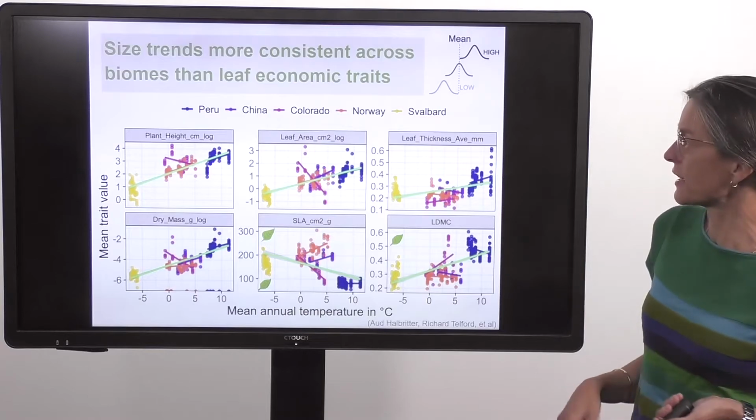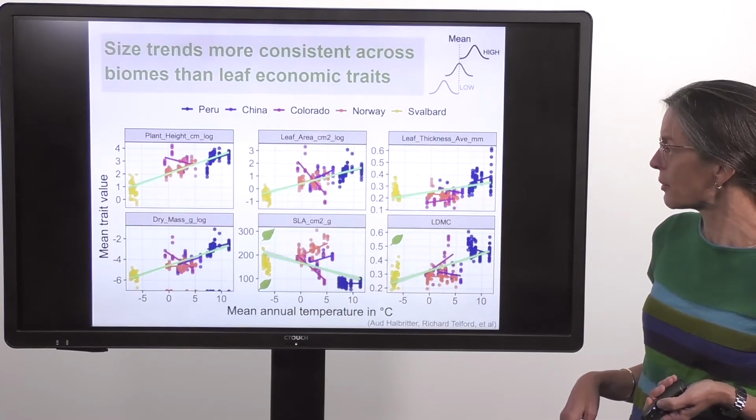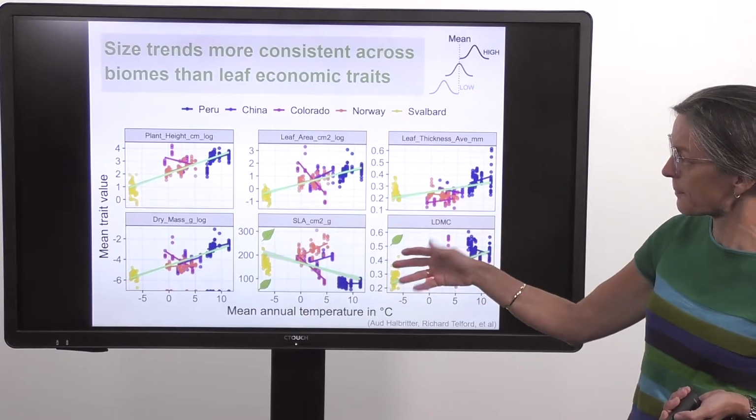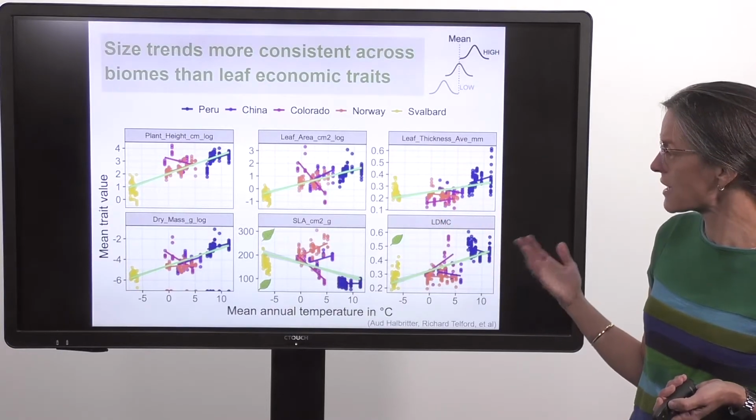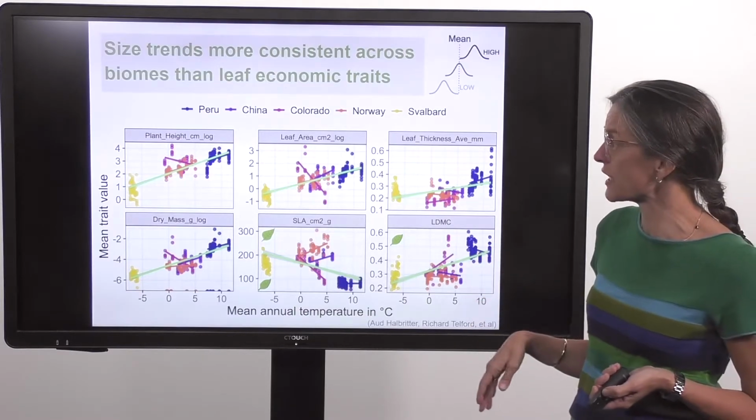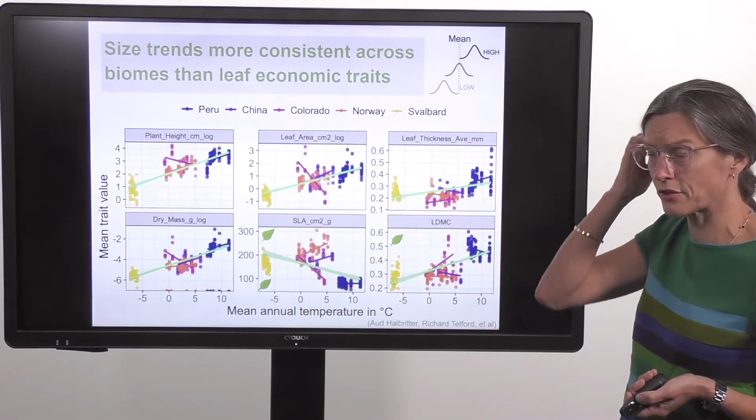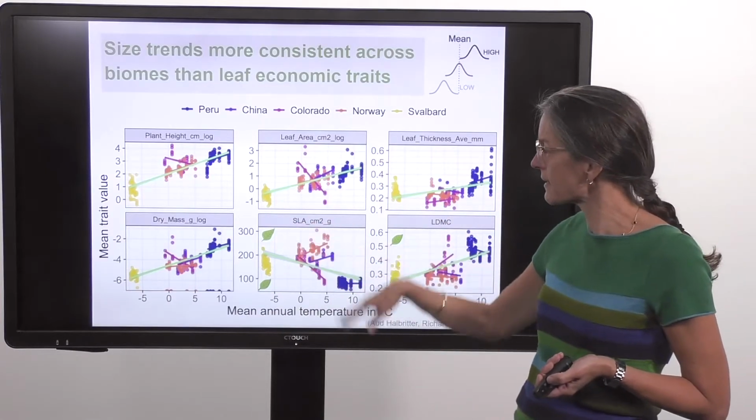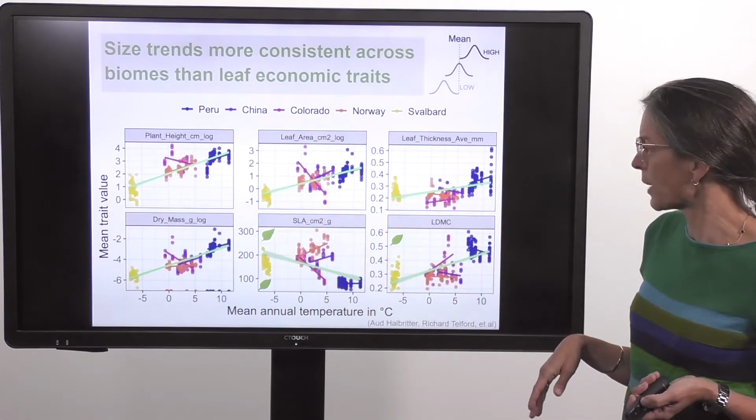But except from this Colorado exception, we see that the patterns along the mountain gradients match up rather nicely, especially for size-related and growth-related traits like height and leaf area and leaf thickness and dry mass. All these regions line up quite nicely.